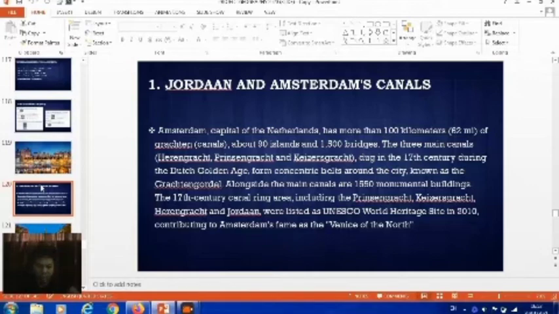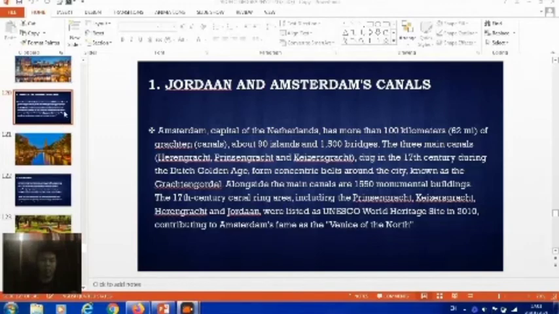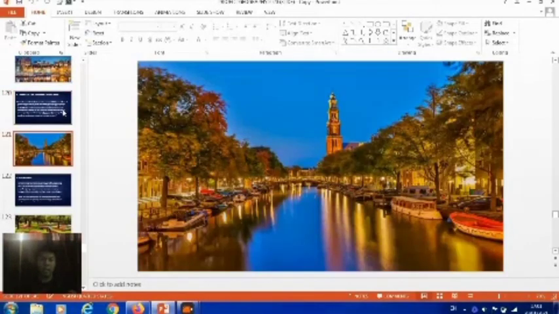Amsterdam is known as the Venice of the North. Tempat ni ada 90 pulau dan 1500 jambatan, dan kat situ tempat tu telah disenaraikan sebagai UNESCO World Heritage pada tahun 2010, yang mana dikenali sebagai Venice of the North. Dan ini adalah contoh gambar Jordan of the Ambassador of Canada.